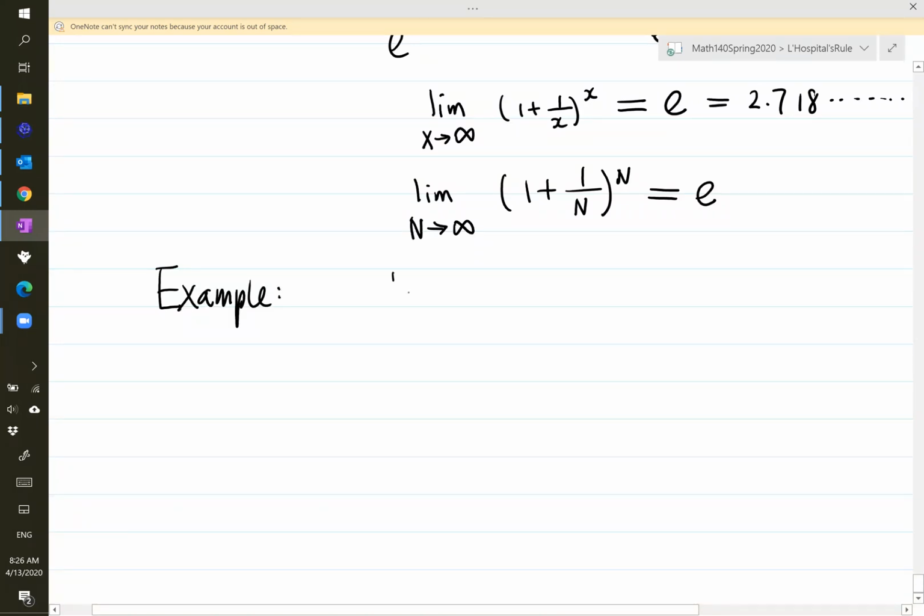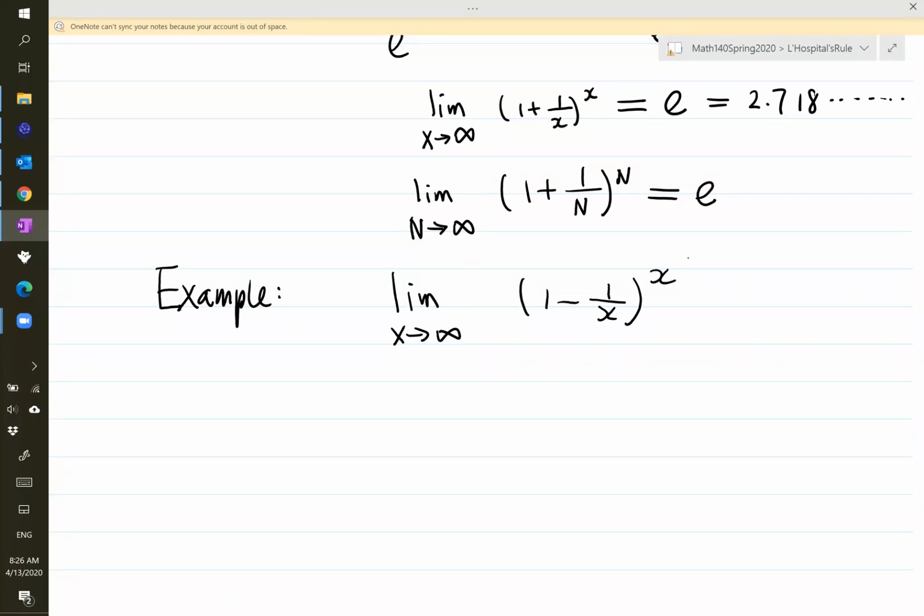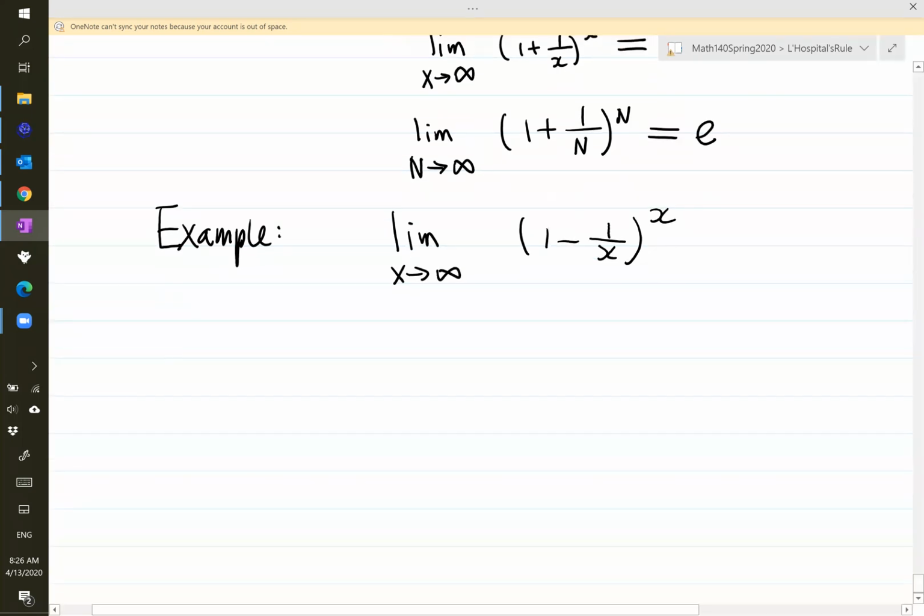Maybe this example: the limit as x approaches infinity of (1 minus 1 over x) to the power x. Now we changed from plus to minus, and we use the same idea to do this problem. The base and the exponent are both functions of x, so the first step is we take ln. We get ln of (1 minus 1 over x) to the power x.